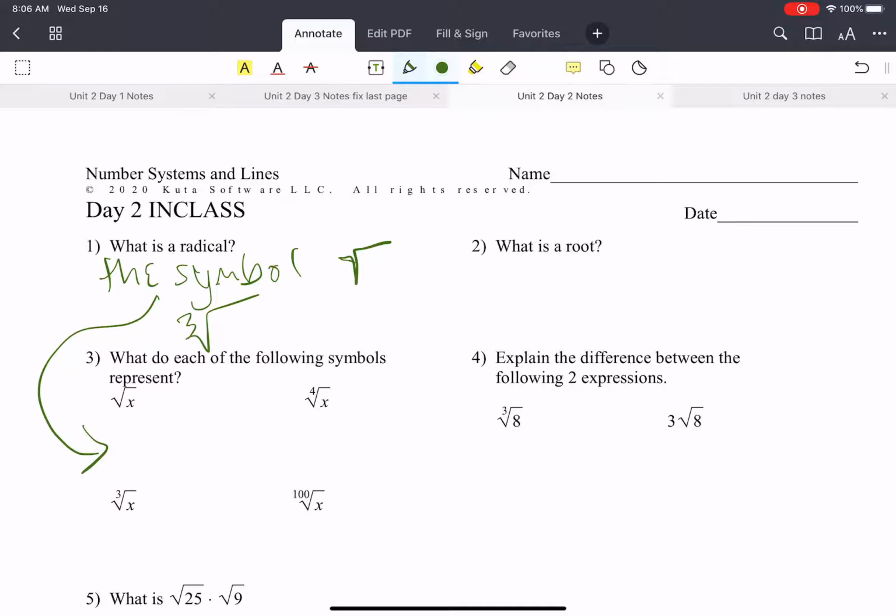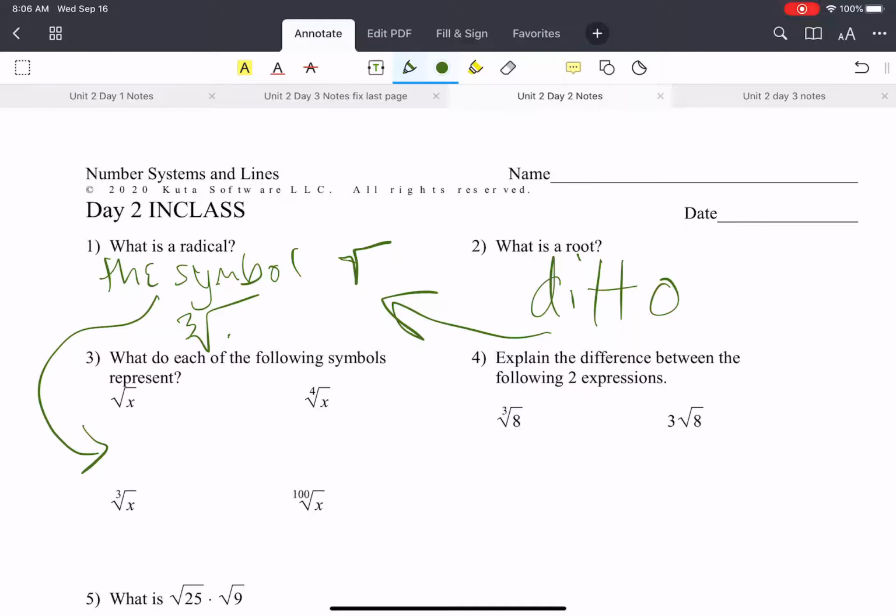So when I say what type of radical, this is a square root, this is a cube root. A root is the same thing as a radical. So those symbols for square root, cube root, fourth root. The word root and radical are interchangeable, so I'm going to use them both. Okay? So far, so good?